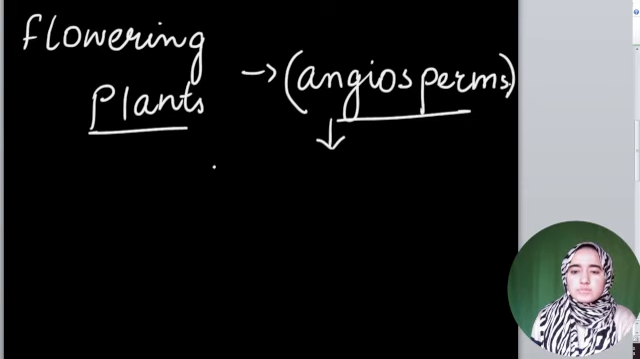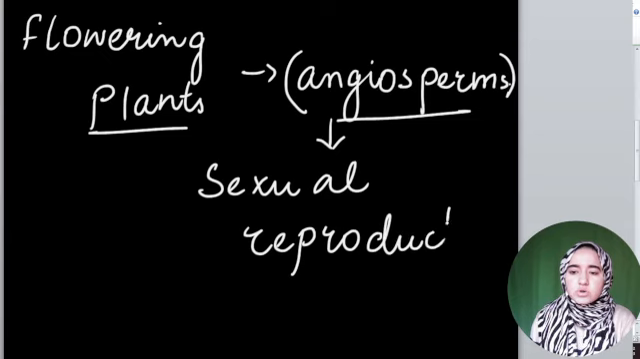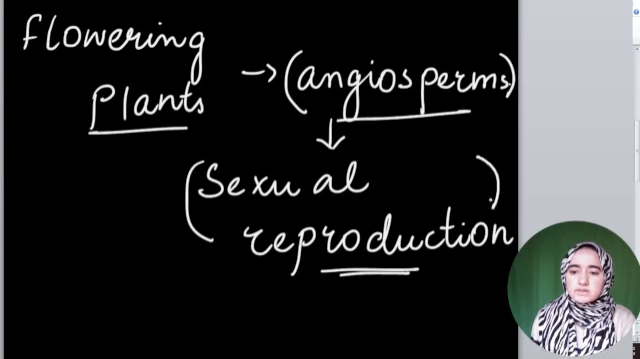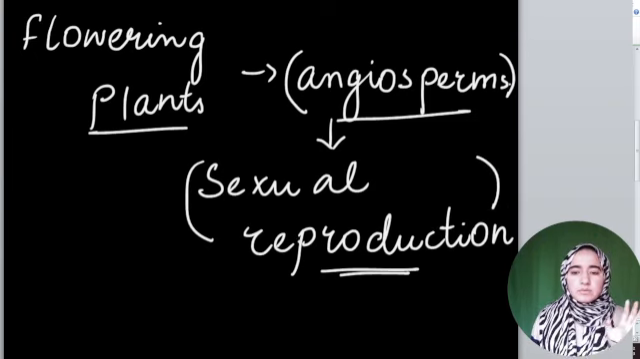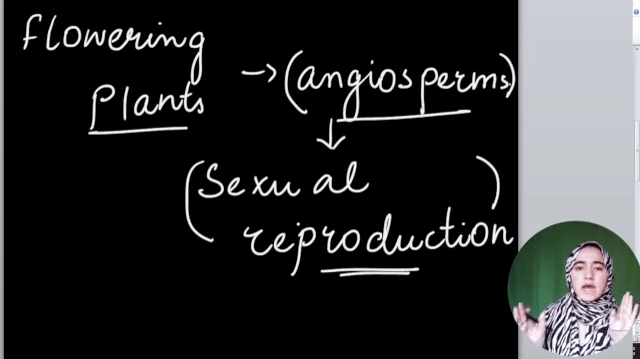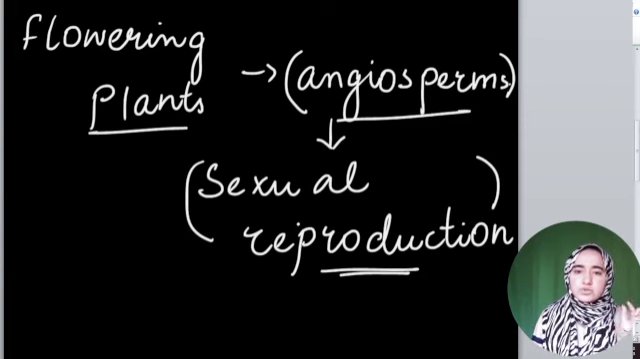And we know angiosperms show sexual reproduction. They don't show asexual reproduction or any other kind of reproduction. They only show sexual reproduction, right? That means in flowering plants, we have only sexual reproduction, as the chapter itself says, sexual reproduction in flowering plants. No vegetative reproduction, okay? Only sexual reproduction.